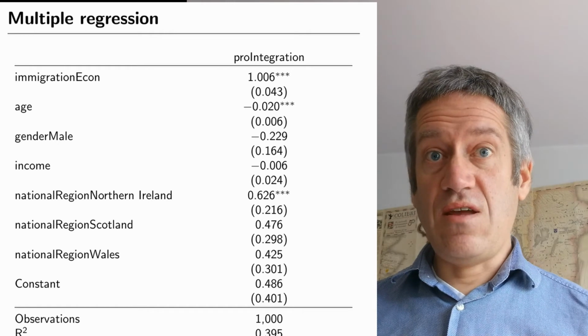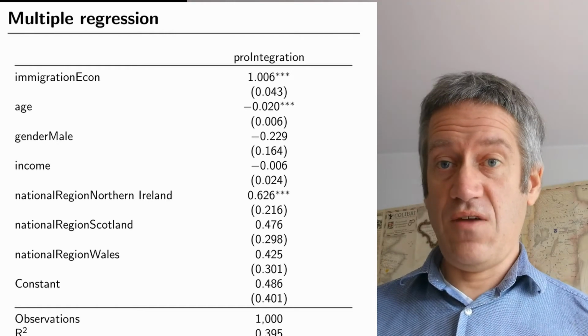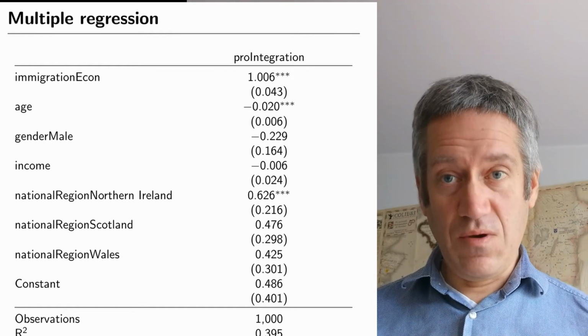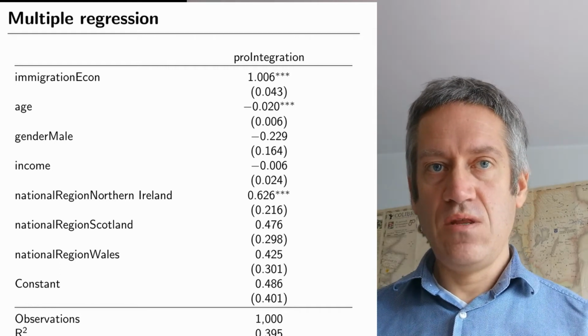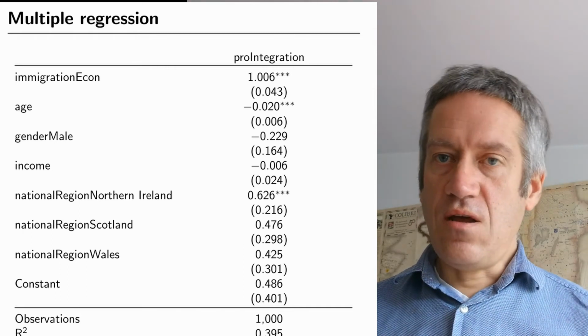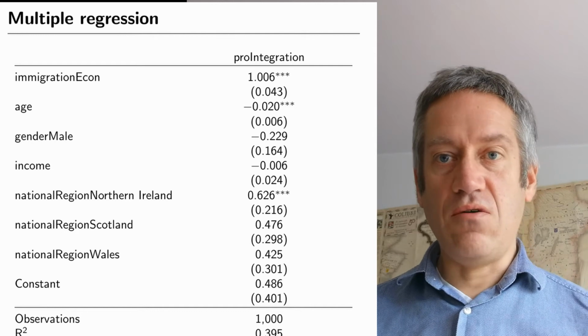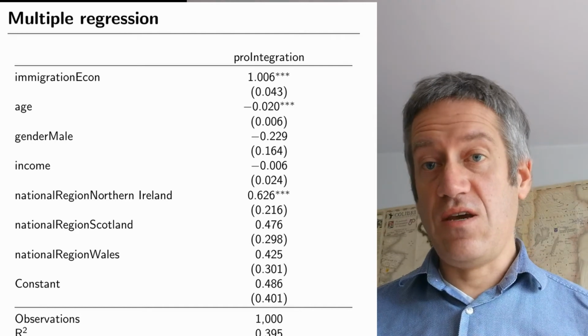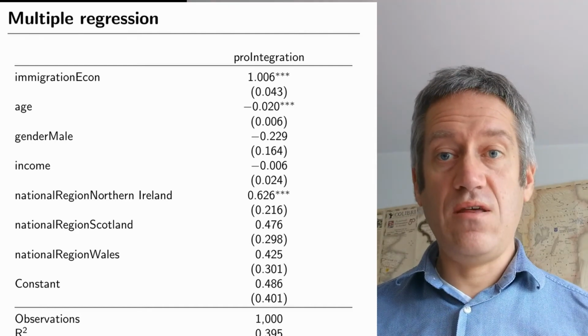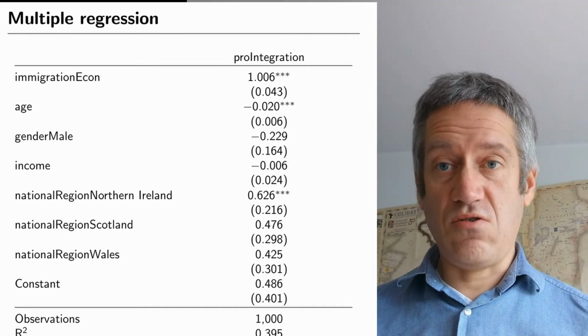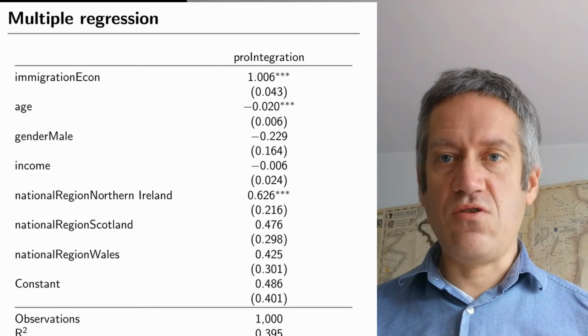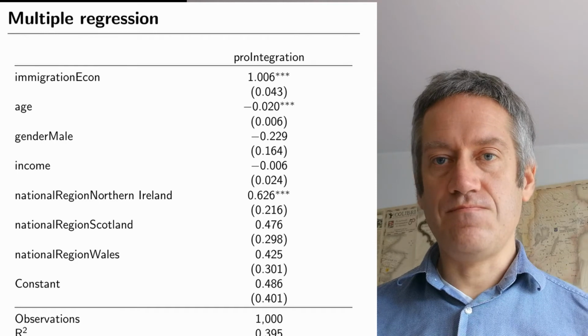Gender male suggests that men are less in favor of European integration than women, because it's a negative coefficient, and so forth. The numbers between parentheses you can ignore for now. They are relevant in any econometrics or statistics application, but in this course we are not so concerned with that. They capture the level of uncertainty around all our estimates.